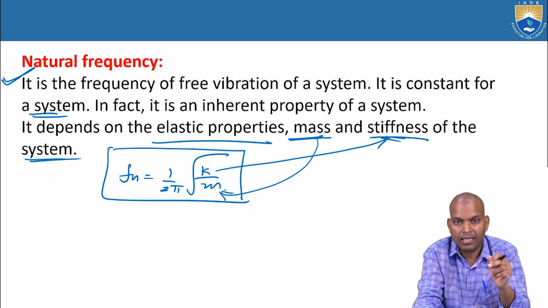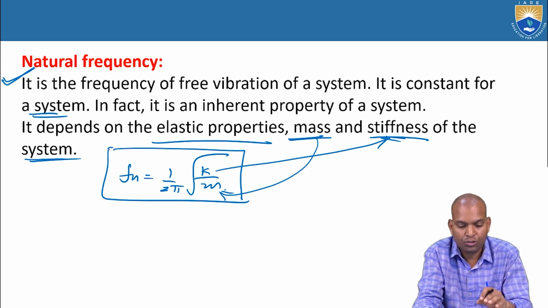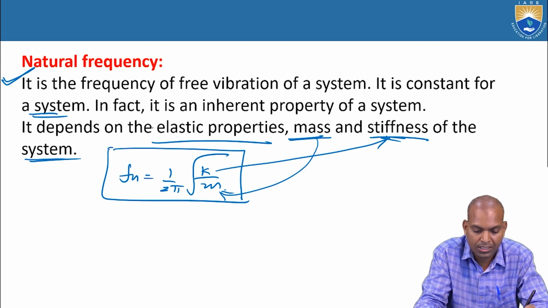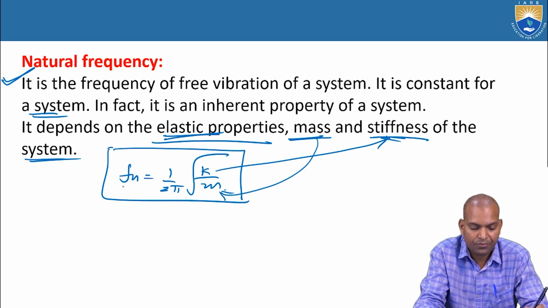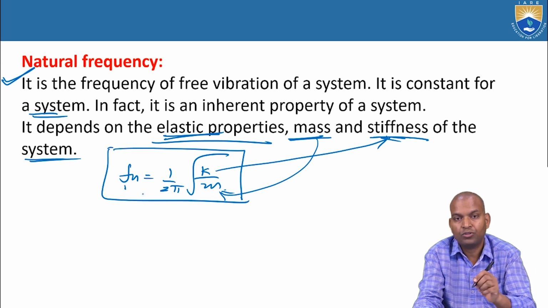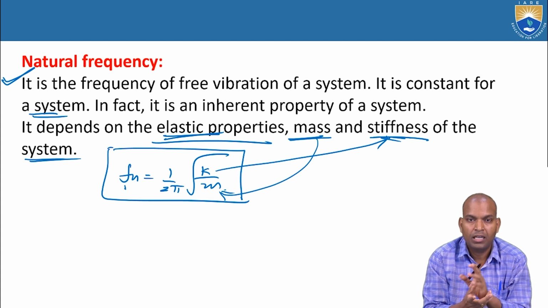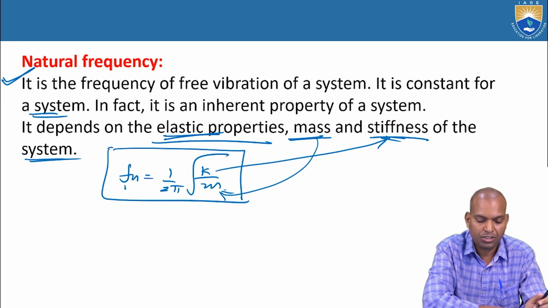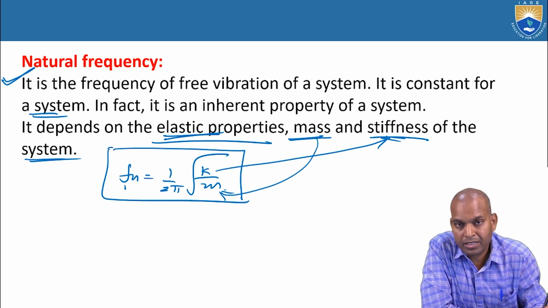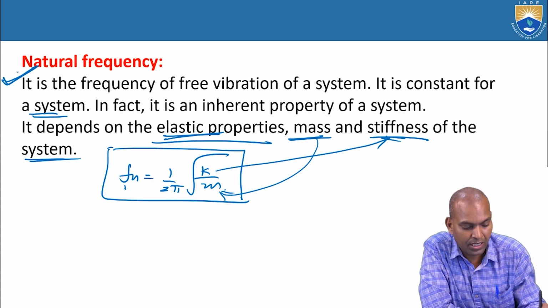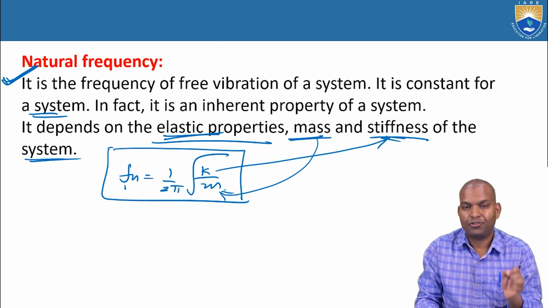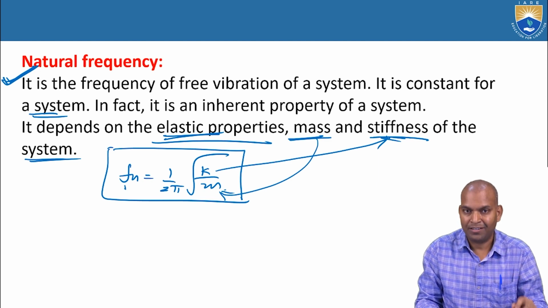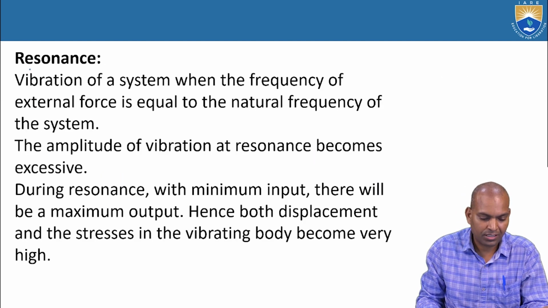But this stiffness k is based on what? If stiffness is high, whatever the elastic property, there is a correlation between the elastic property and stiffness. That's why the natural frequency depends on three things: one is the elastic property, another is mass, and the third is the stiffness. And natural frequency is the inherent property of a system. It remains constant and doesn't vary. This is natural frequency.